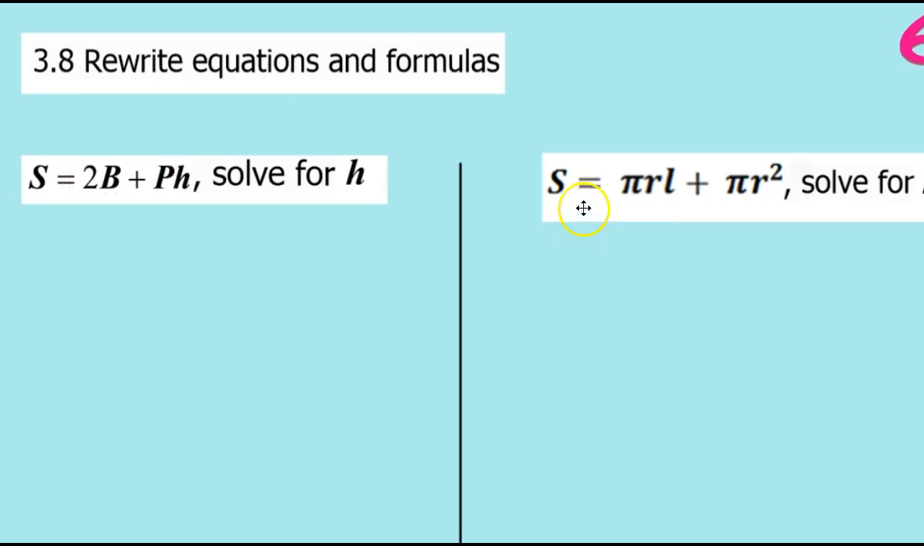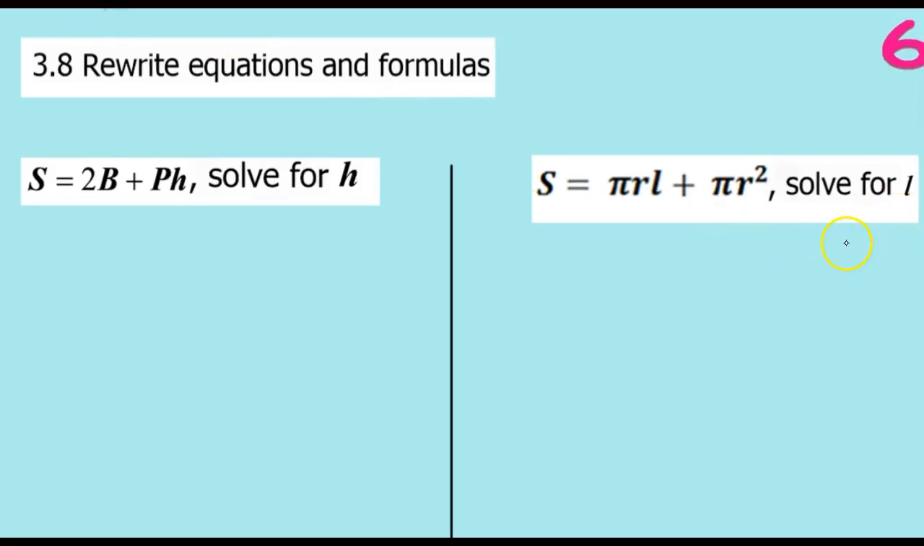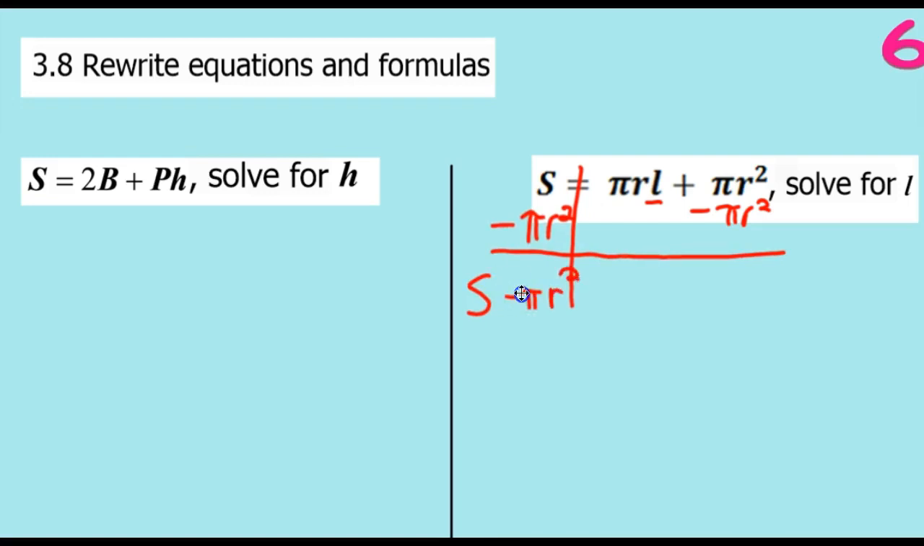Alright, now if we do our last problem, we have s equals pi rl plus pi r squared, and we're solving for L. So I am going to underline my L so I know what I'm solving for. So I'm going to take this pi r squared and subtract it because it's being added, and subtract it from over here. So I have s minus pi r squared equals pi rl.